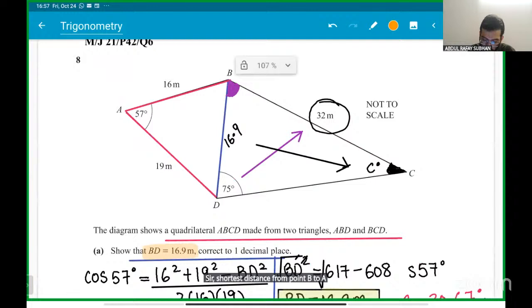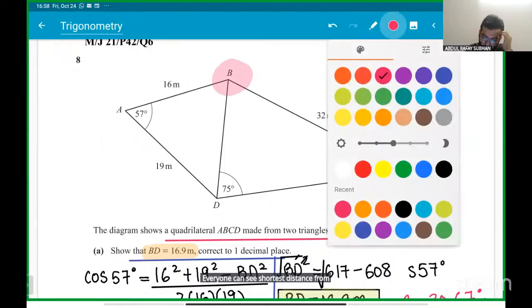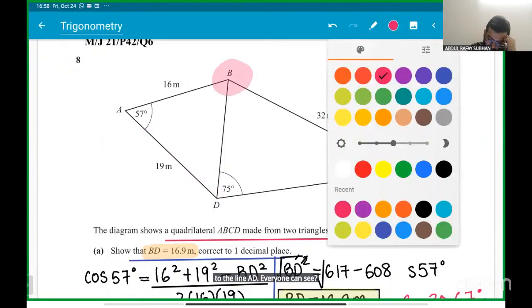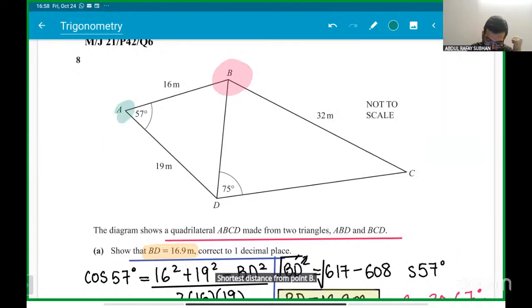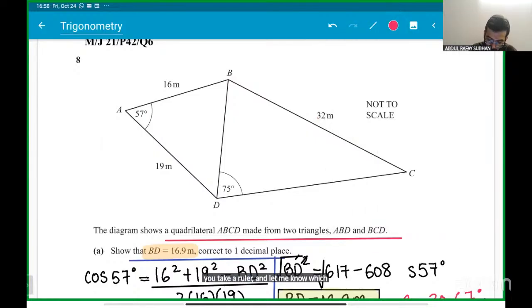I'll go to the diagram. Sorry, I have to remove all this to help you understand better. Everyone can see the shortest distance from point B to the line AD. The AD line is this, right? The highlighted AD line is this thing. So please understand, take a ruler and let me know which will be the shortest distance.